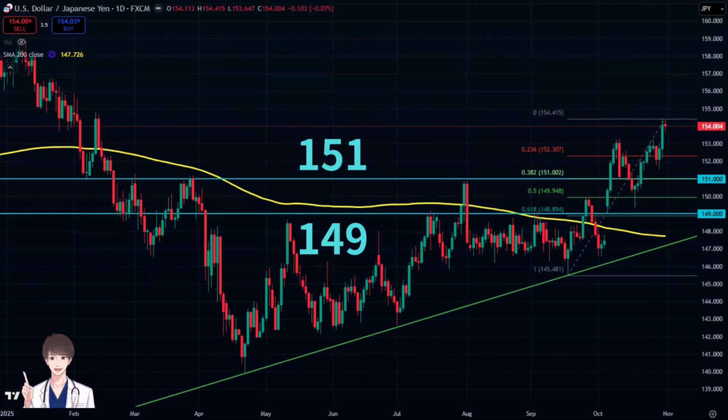Overall, the 151 level stands out as a key cluster zone. It aligns with both the 23.6% retracement on the weekly chart and the 38.2% retracement on the daily chart. Many market participants are likely focused on this price area.